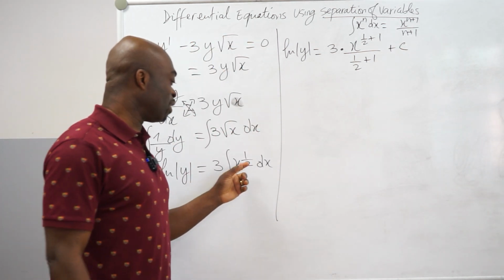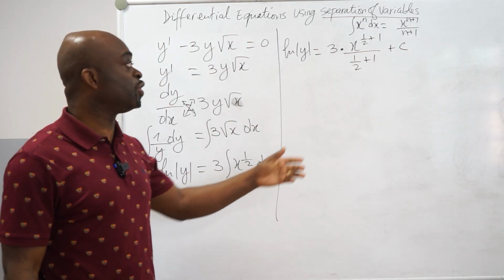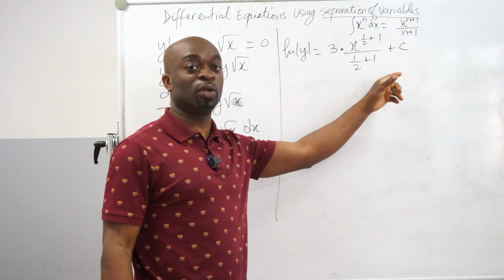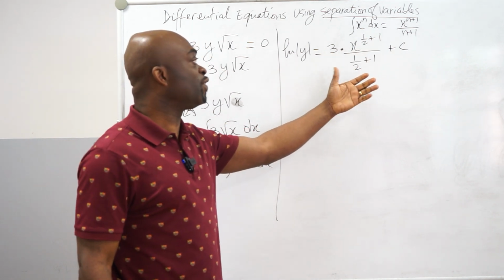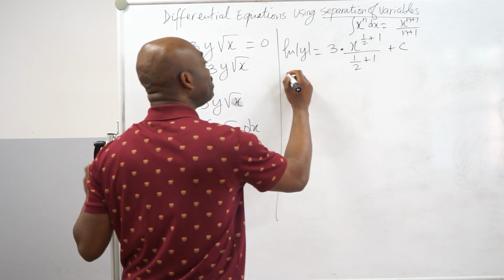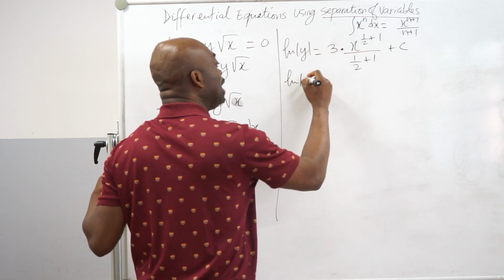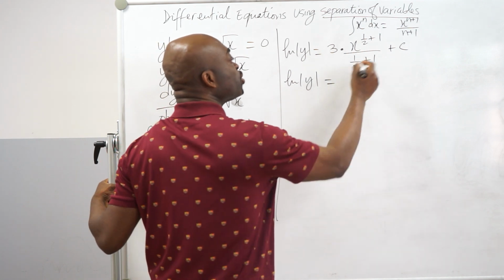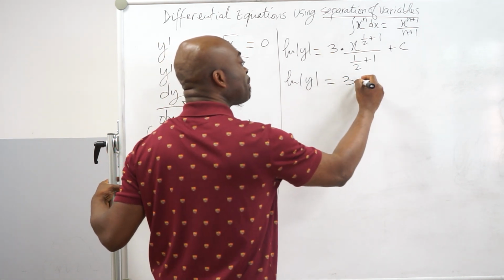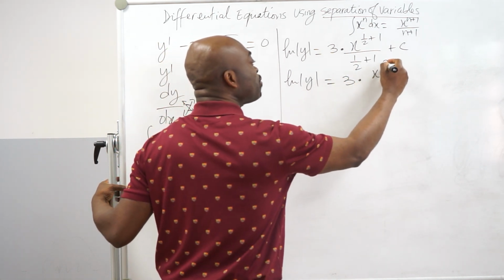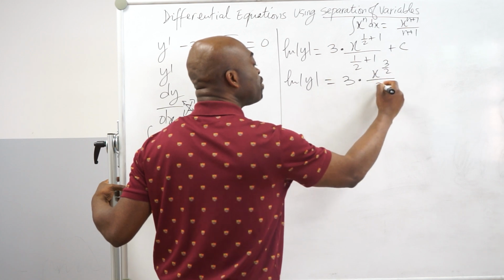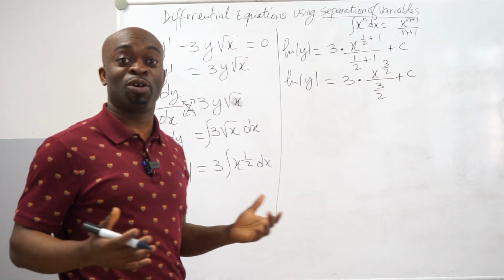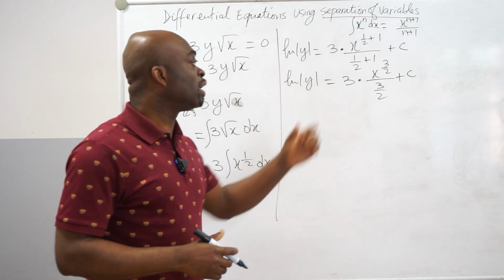So the integral of x^(1/2) is x^(1/2 + 1) over (1/2 + 1). So what would that give you? So then let's go. Absolute value of y. So this one will give us times x^(3/2) over 3/2, plus c. Are you all with me so far? Okay. So let's go at it now.